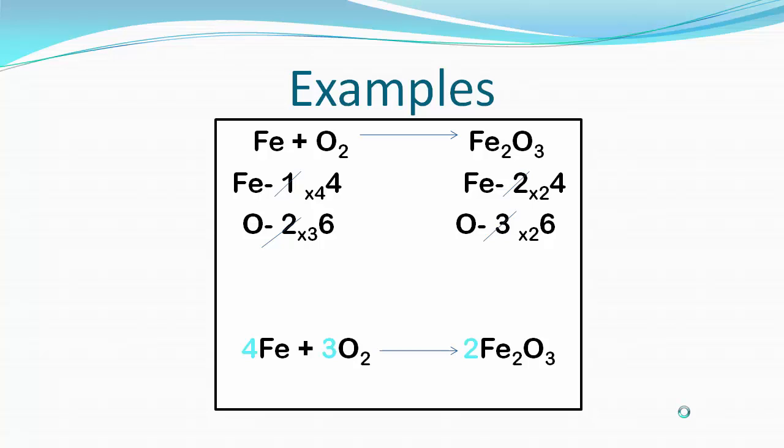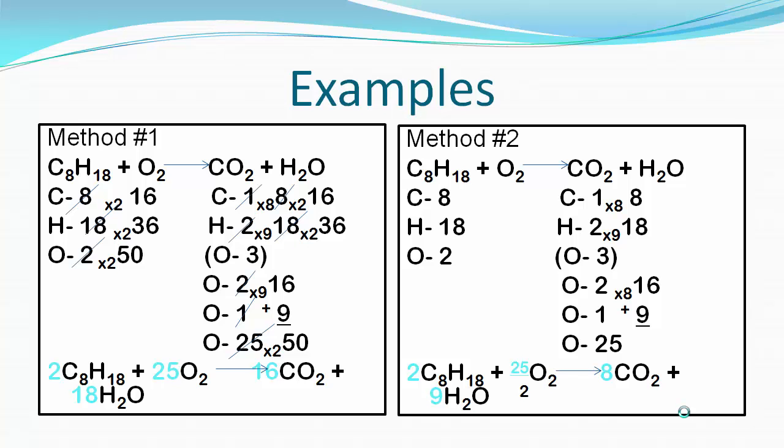So the total example when it's balanced is 4 Fe plus 3 O2 yields 2 Fe2O3. Another example, and you can really use this in the other examples as well. This example we're going to do twice, explaining two ways, method 1 and method 2. The first method is the one that we have just done multiple times. So let's do C8H18 plus O2 yields CO2 plus H2O.